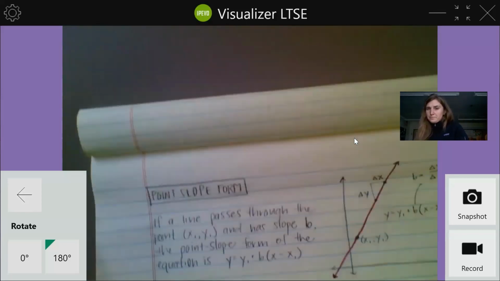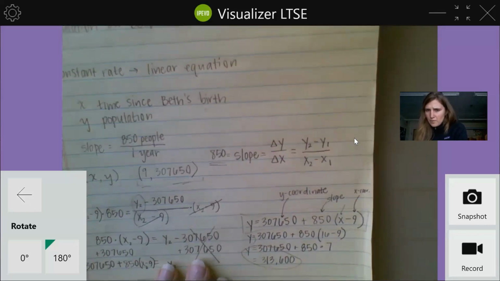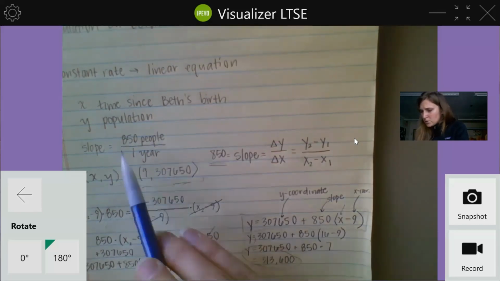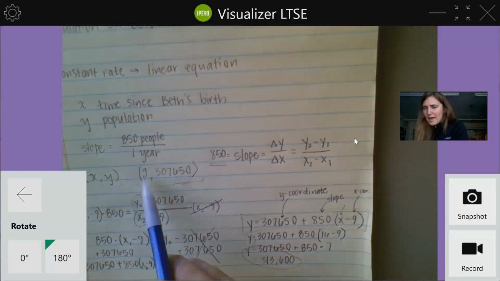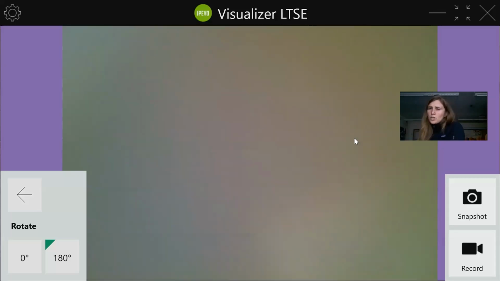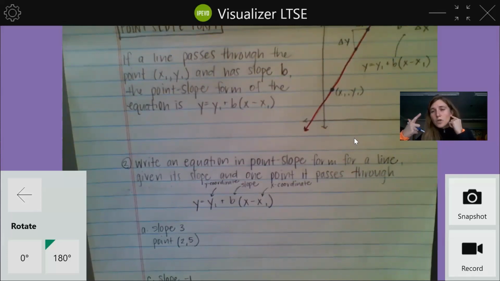So again, we saw on here, we looked at this, we had y equals the y coordinate plus the slope times x minus the x coordinate. Okay, so point-slope form is really useful when you know the slope and when you know a point on the line.